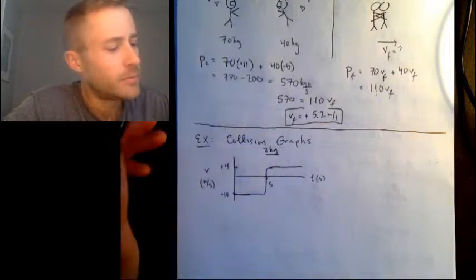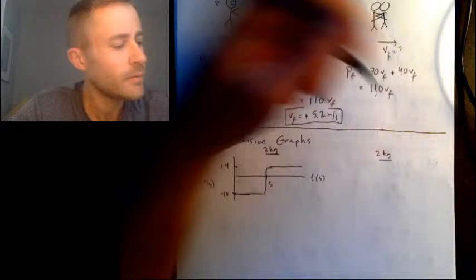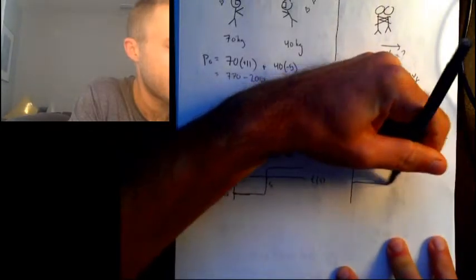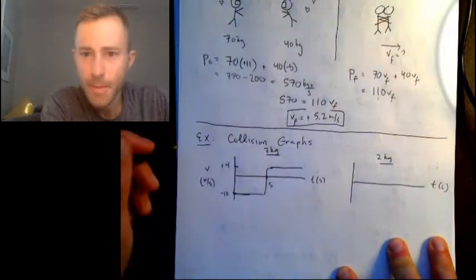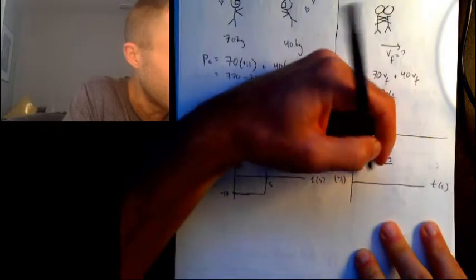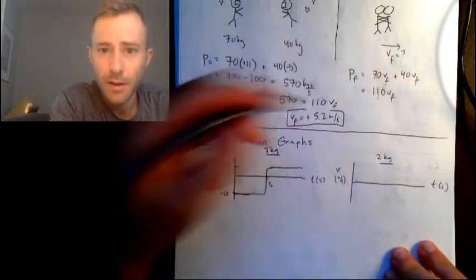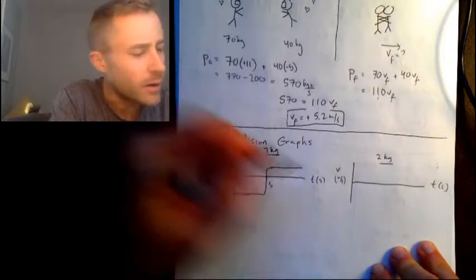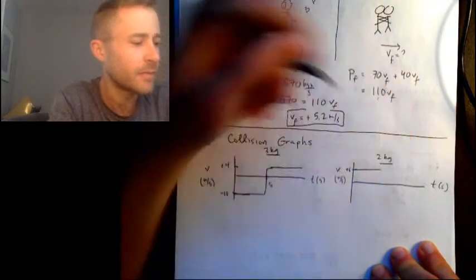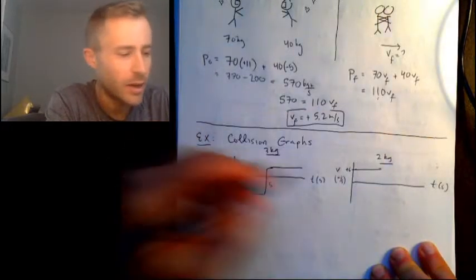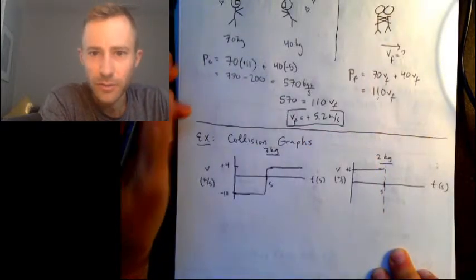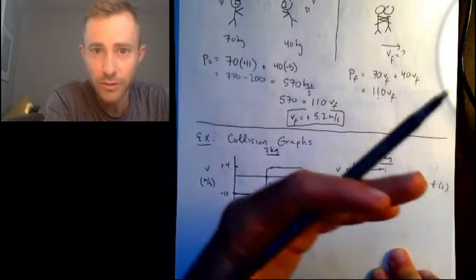Now what if we had a 2 kilogram object, and it has its own velocity time graph? Maybe its velocity time graph looks something like this. Maybe it's going with a velocity of plus 6 meters per second, a constant velocity of plus 6. And then at 5 seconds, the collision occurs. So its velocity is going to abruptly change to another value.